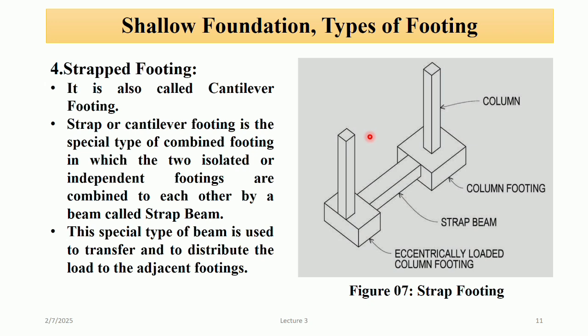Strap footing. It is also called cantilever footing, and it is a special case of combined footing, where we connect two or more individual or isolated footings with a beam known as a strap beam, and the footing is called strap footing. Strap footing provides greater stability and resistance to settlement and soil movements. Strap footing can accommodate uneven soil conditions and heavy loads, and it reduces soil pressure.